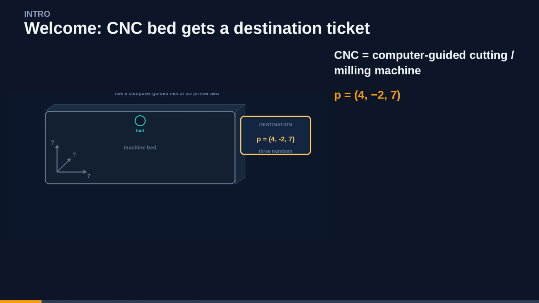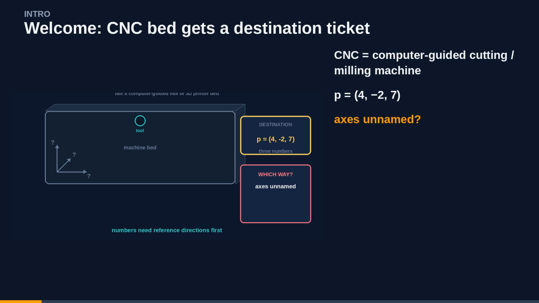What is missing is which way each number points on the machine: along the bed, across the bed, or up from the bed. Until those reference directions are named, the ticket is just a list. By the end, you will read that list as amounts of the standard basis vectors E1, E2, and E3 in R3, and rebuild P as 4E1 minus 2E2 plus 7E3.